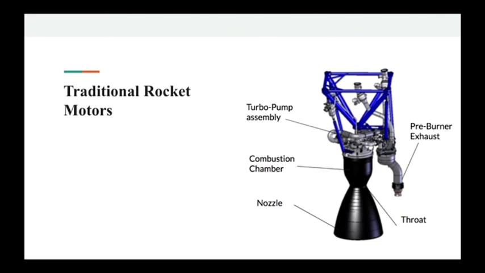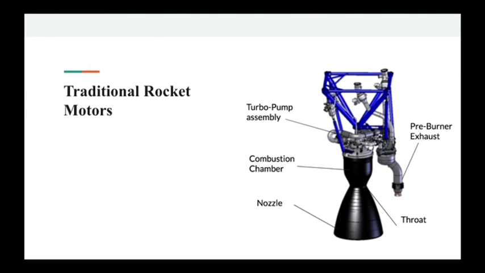You may ask, how does the turbopump gain the energy to do this? And that's from the preburner, which is a mini gas generator which powers the turbopump. And it also has an exhaust. This exhaust only happens on an open cycle rocket motor, which is a topic we won't delve into today. You also have the combustion chamber, which is where the propellants are ignited, the throat, and the nozzle.